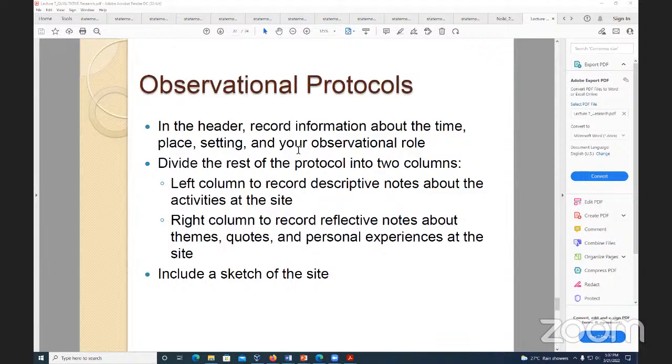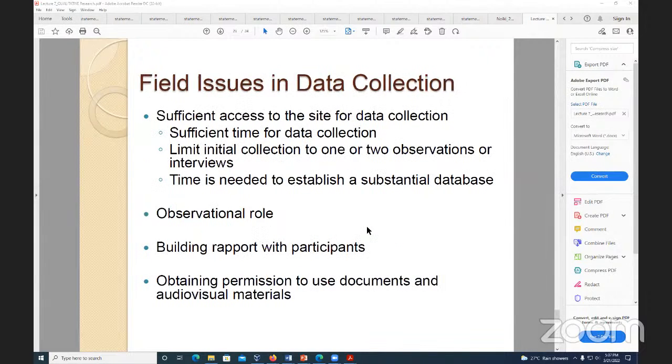And then for observations, you're going to have a paper where you're going to also put the time, place, setting, the name of the person doing the observation, and your role. And then you're going to have a left column and a right column. On the left column, we talk about the facts. And then on the right column, we talk about themes, quotes, personal experiences, and you normally draw a sketch of the site. And then there are field issues.